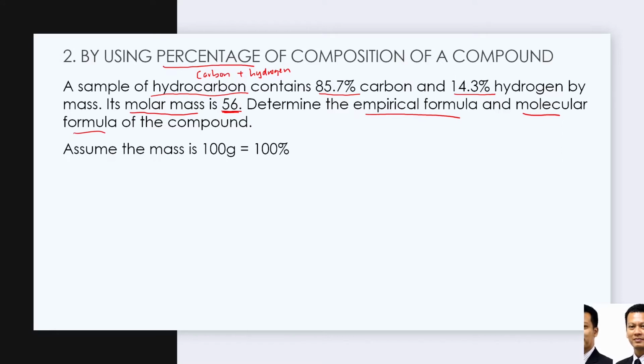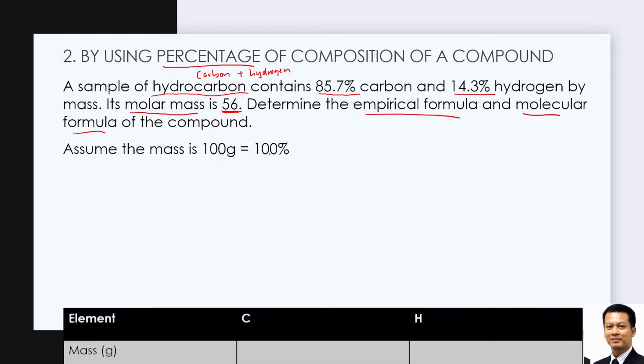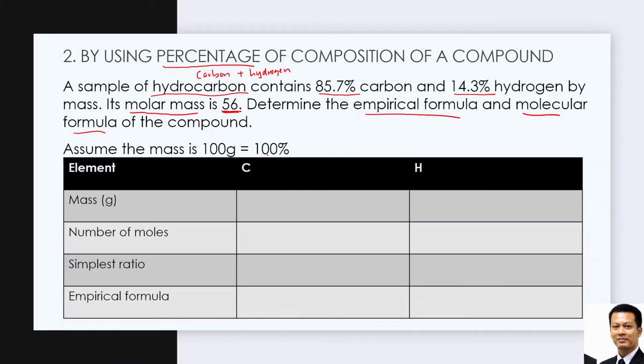So what you need to do first is to assume the mass is 100 gram. When you assume it is 100 gram, it means that 100 gram is equal to 100%. Okay, let's see. You still need to do this table: element, carbon, hydrogen, mass, number of moles, simplest ratio, and empirical formula. All this must be in this form.